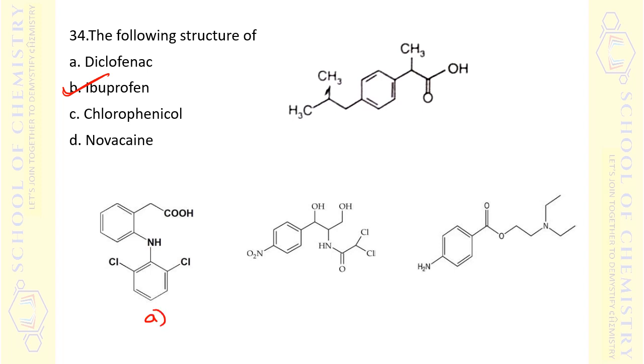So this is in fact diclofenac. This will be C, chloramphenicol, and this will be D. And this one, as the answer, is the structure of ibuprofen, right? You should know these structures, then this can be answered. So these were the questions which appeared in the KUD entrance examination from the organic section.